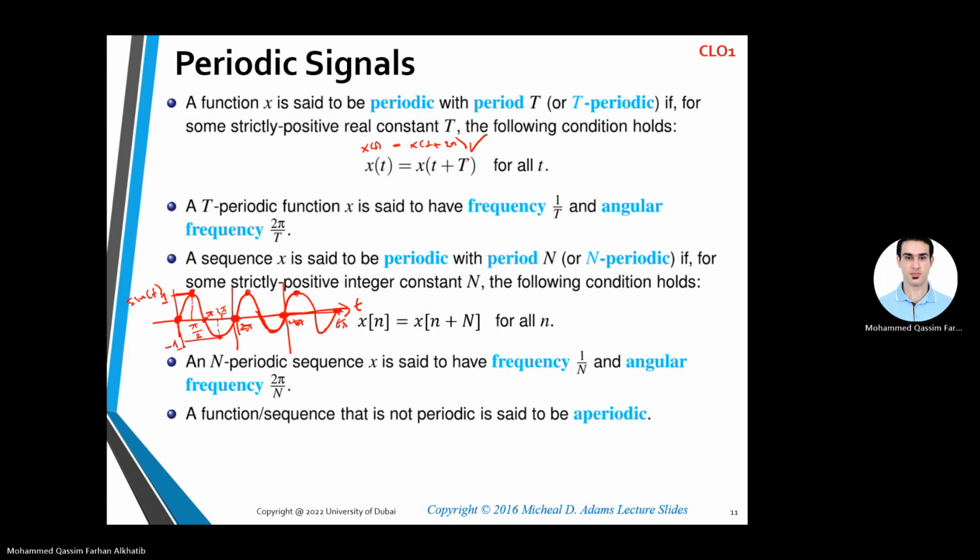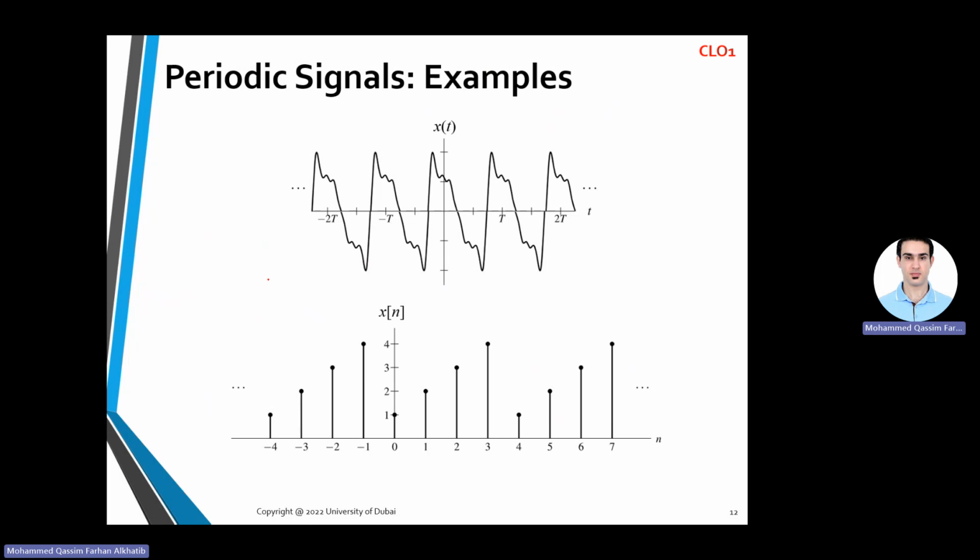Then pi over 2, plus another 2 pi? I will say it's 9 pi over 2. And so on. Or graphically, something like this.